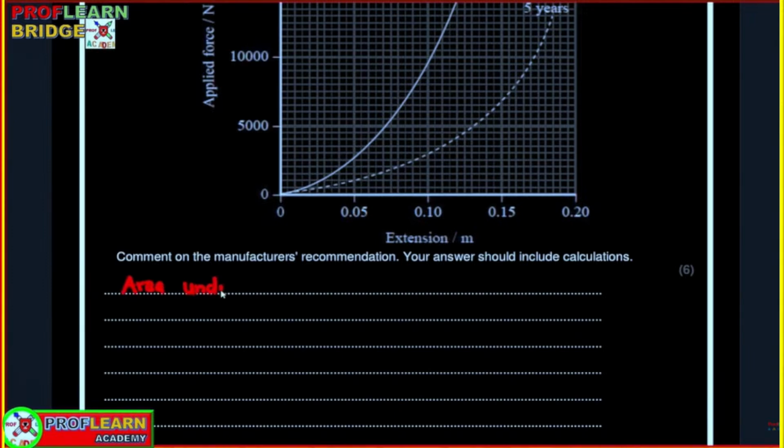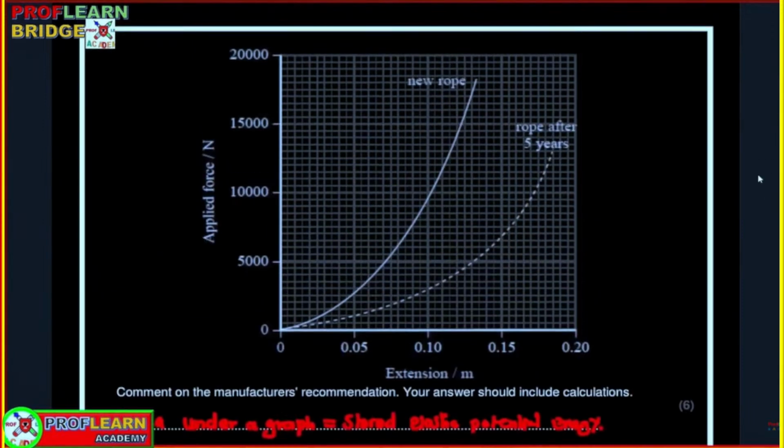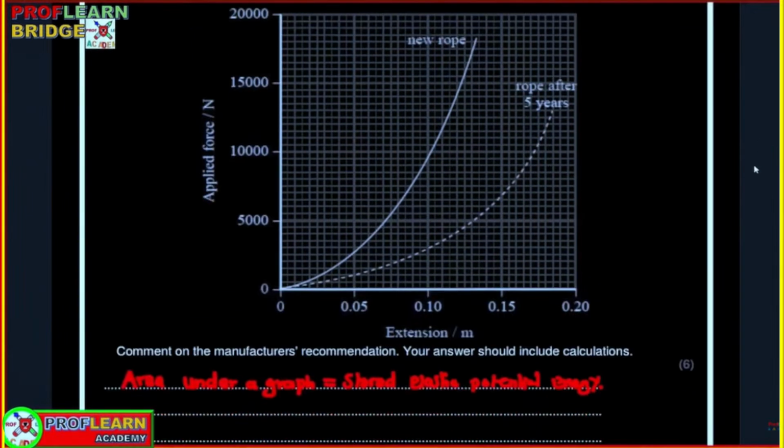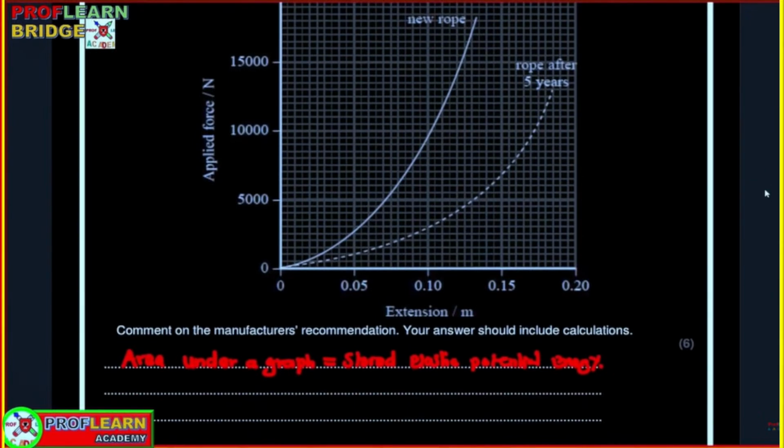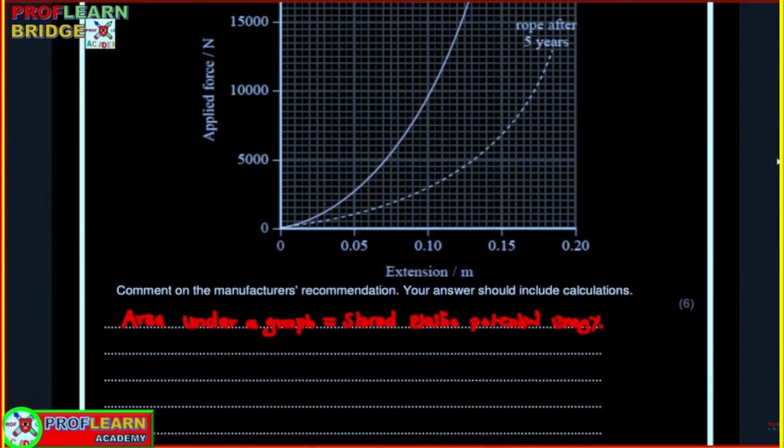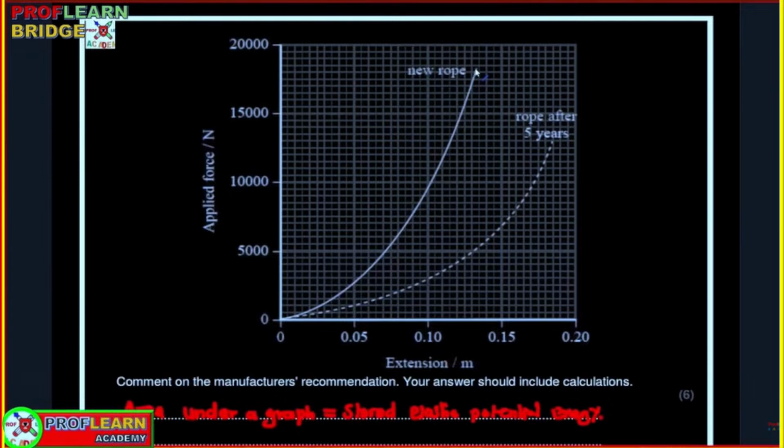So in this case, the area under a graph represents the elastic potential energy that is stored in that material. For the new rope, you are going to count the number of squares below the graph, find the area of one square, and then multiply to work out the area under the graph. So we can subdivide this and then count the number of squares.